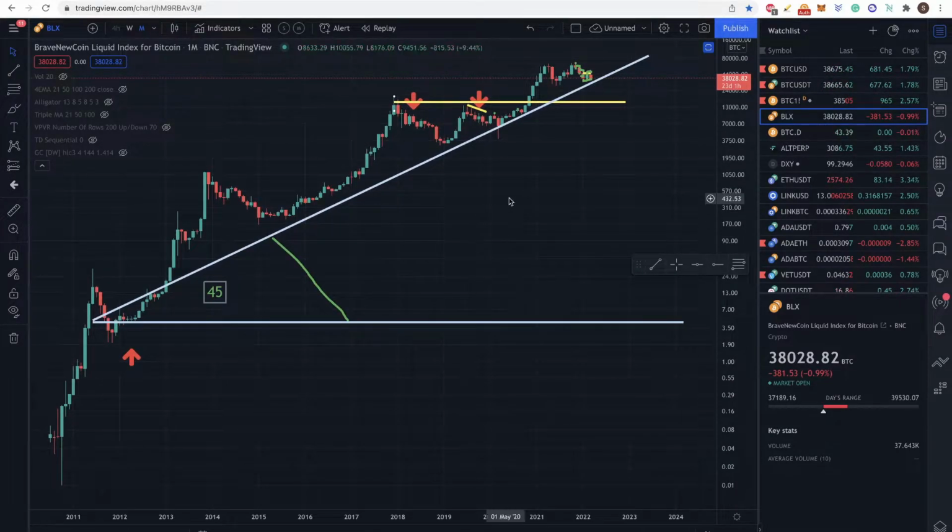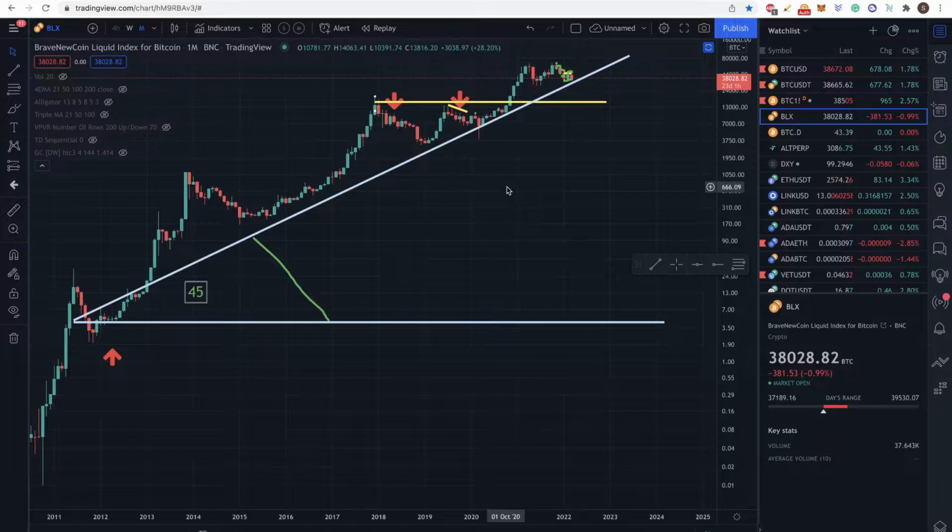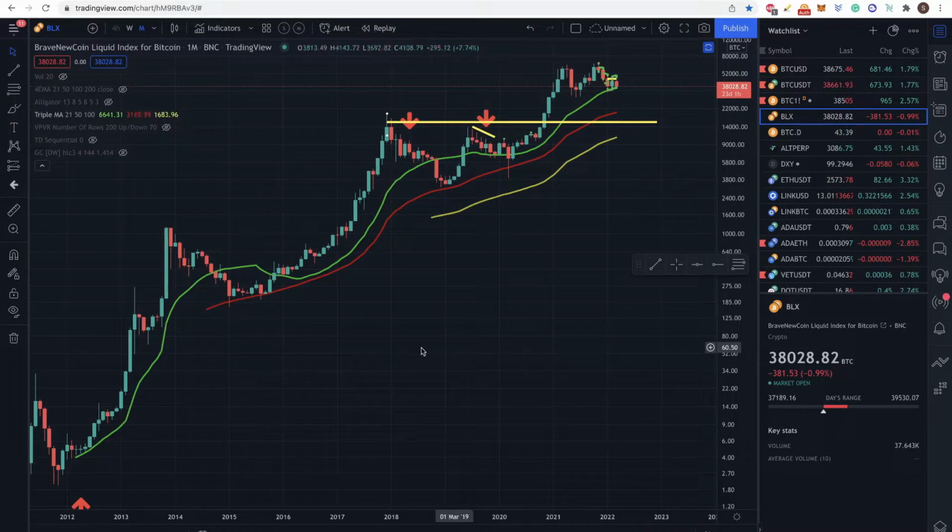So this is the chart of Bitcoin in the monthly candles. I'm doing a little zoom here. The most important thing that you need to watch on this chart is the triple moving average. You can see here the 21, the 50 and the 100. We never reached the 100 moving average on a monthly candle yet. But what we can see is that when we break the 21 moving average on a monthly candle, we always went to the 50. And the 50 was our base during all bear markets.